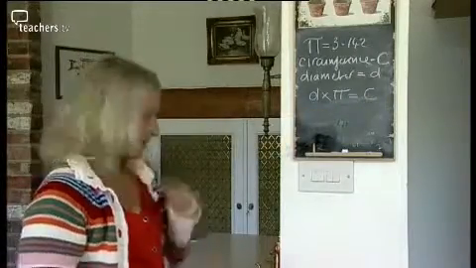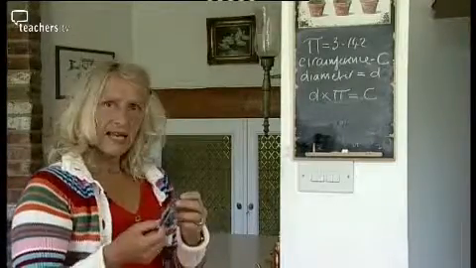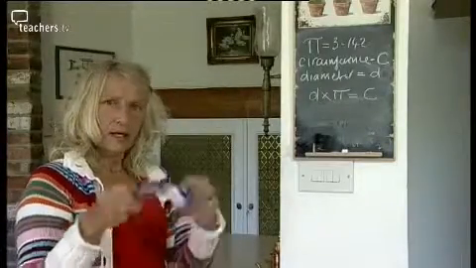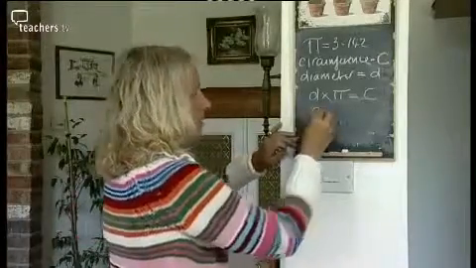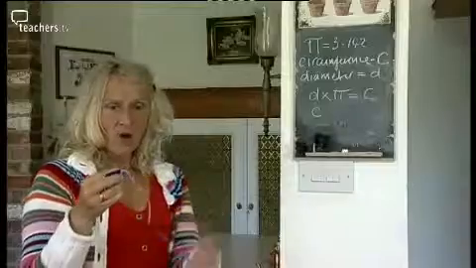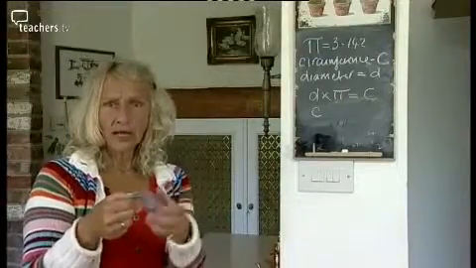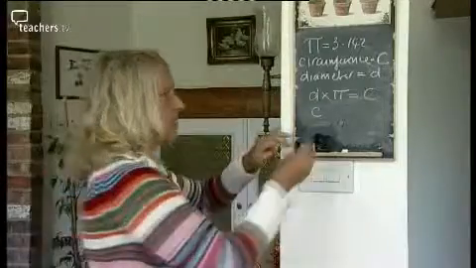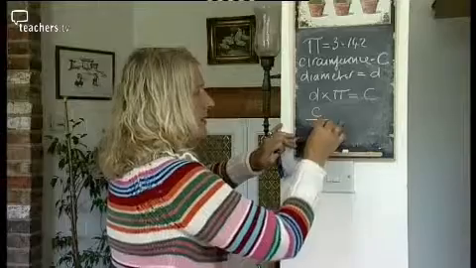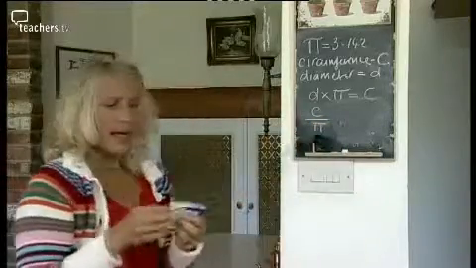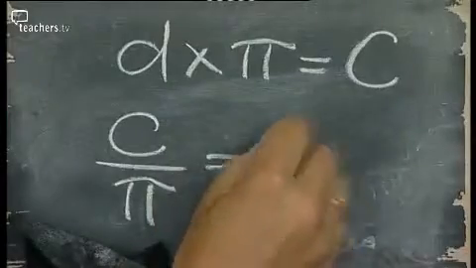What about the tin? When we took the tin, we had the circumference, and I divided the circumference by about 3, but I said it was actually a number that was slightly bigger than 3. And this gave me my diameter.